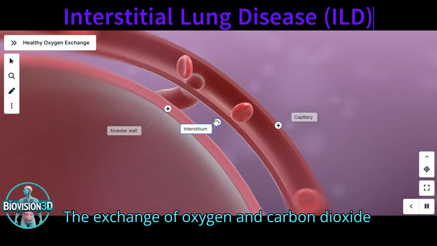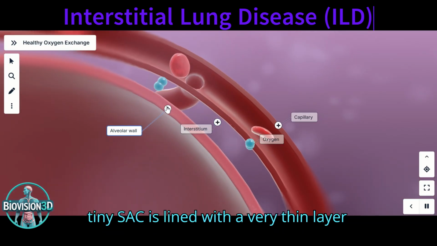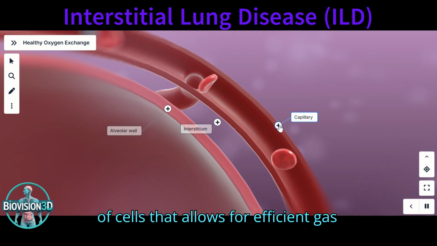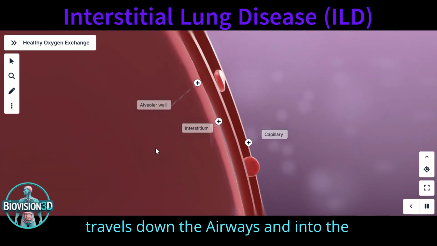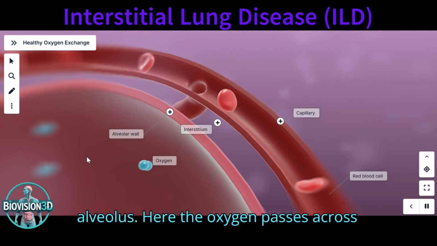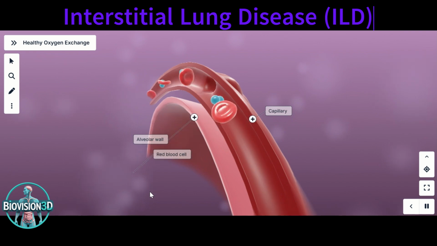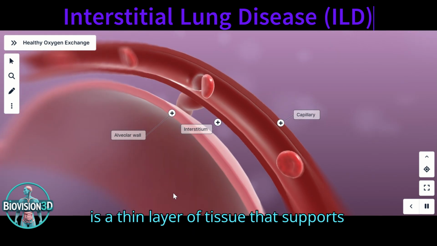The exchange of oxygen and carbon dioxide in the lungs occurs in the alveoli. Each tiny sac is lined with a very thin layer of cells that allows for efficient gas exchange. When air is inhaled, oxygen travels down the airways and into the alveolus. Here the oxygen passes across the thin alveolar walls, through the pulmonary interstitium, and into the capillaries. The pulmonary interstitium is a thin layer of tissue that supports the alveoli and capillaries.